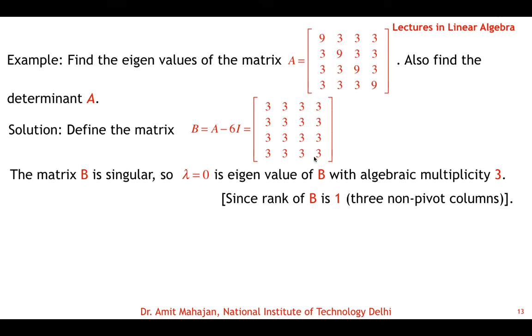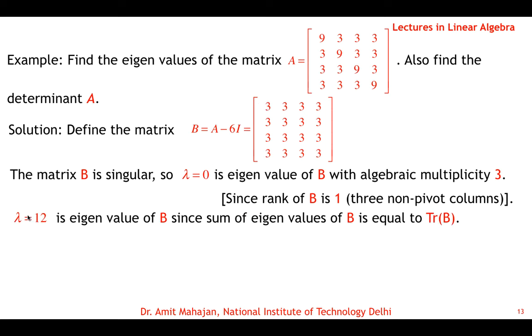And it's a 4 by 4 matrix. There are a total of 4 eigenvalues. So the fourth eigenvalue is automatic, the sum of the diagonal elements, which is 12. So lambda equal to 12 is also an eigenvalue of B since the sum of the eigenvalues is the trace of B. And so you have all the eigenvalues of B. The eigenvalues of B are 0, 0, 0 and 12.